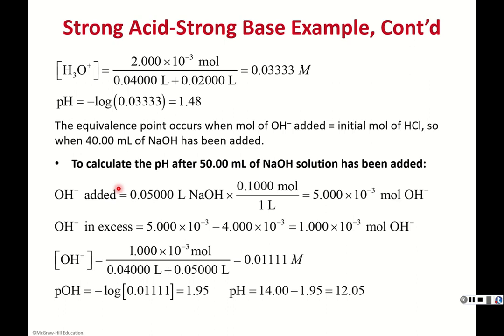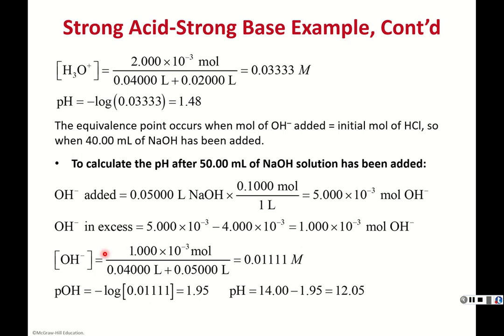And so OH-, if we had 0.05 liters, 50 milliliters, this would be a case where we have an excess amount, right? Because the equivalence point would be at 40 milliliters. So if we had 50 milliliters of base, that'd be 5 times 10 to the minus 3 moles of OH-. So we would just subtract the starting amount of acid that we had from that to get the excess amount of moles of OH- that we've added.